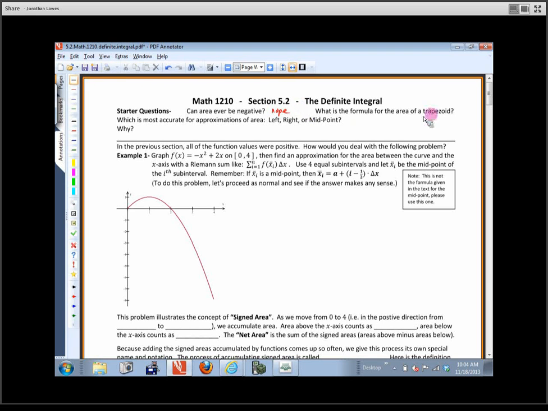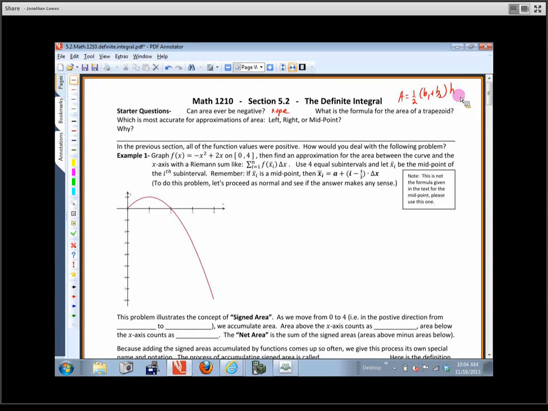Okay? What's the formula for the area of a trapezoid? Remember we talked about this shape last week, but we said the formula was a bit more complicated. It's going to be 1/2 (b1 + b2) times h. So it's a fair amount more complicated than just figuring out the area of a rectangle.